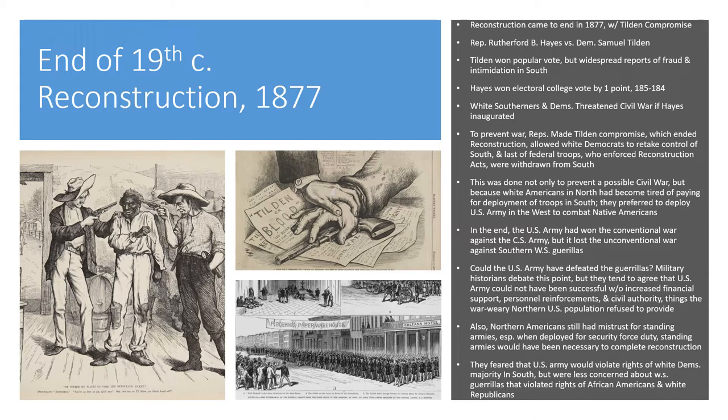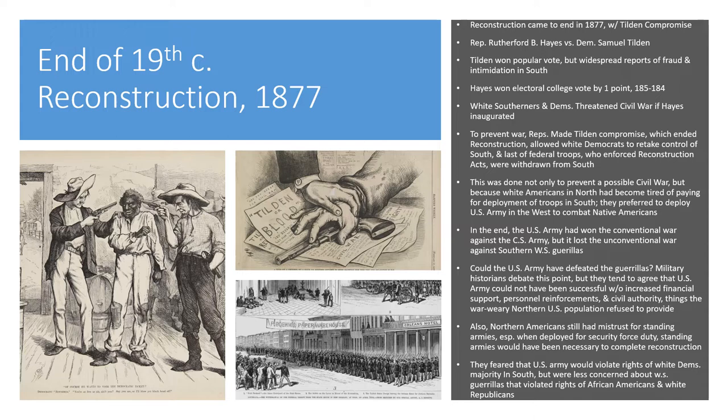White Southerners and Democrats threatened civil war if Hayes was inaugurated president. In order to prevent the war, Republicans made what was called the Tilden Compromise, which ended Reconstruction. It allowed white Democrats to retake control of Southern governments, and it withdrew the last remaining federal troops who were enforcing the Reconstruction Acts. Basically, white Southern Democrat rule was returned to the South in exchange for Republican Rutherford B. Hayes being allowed to become president.